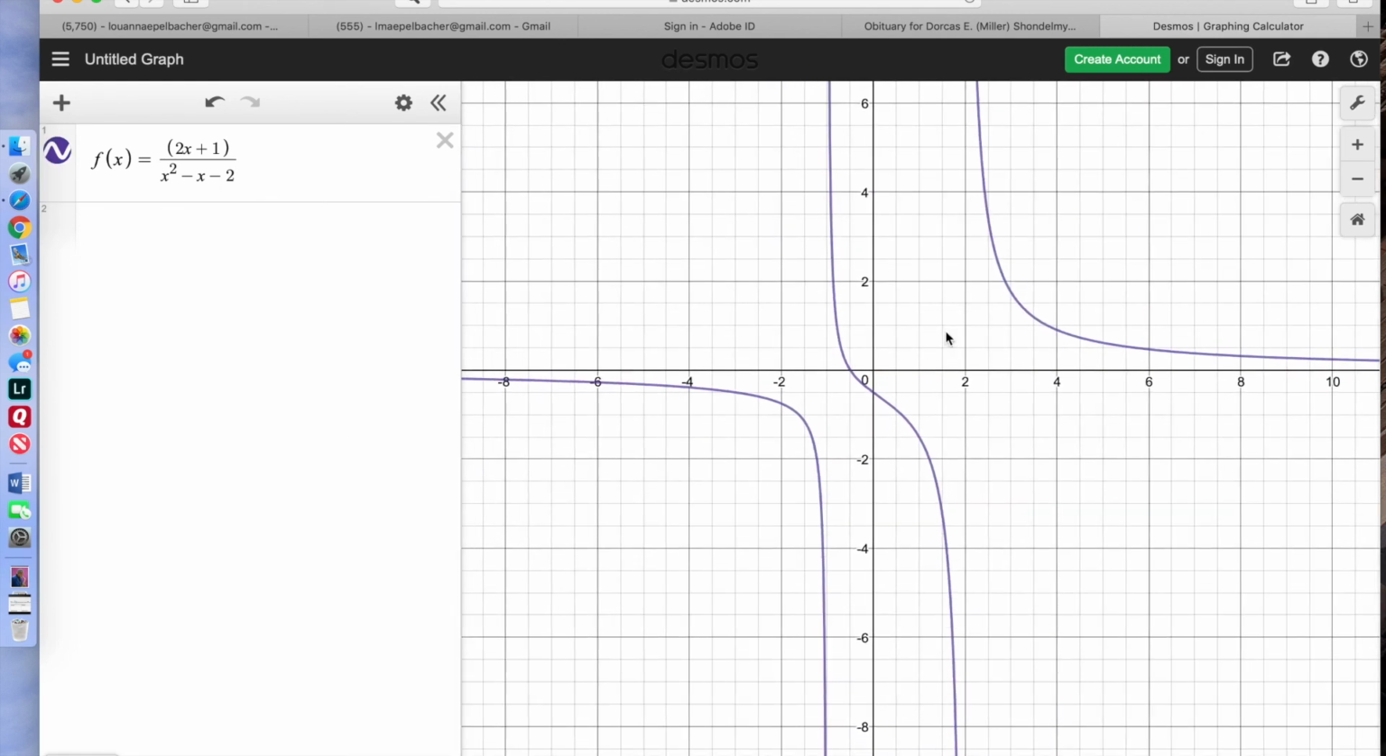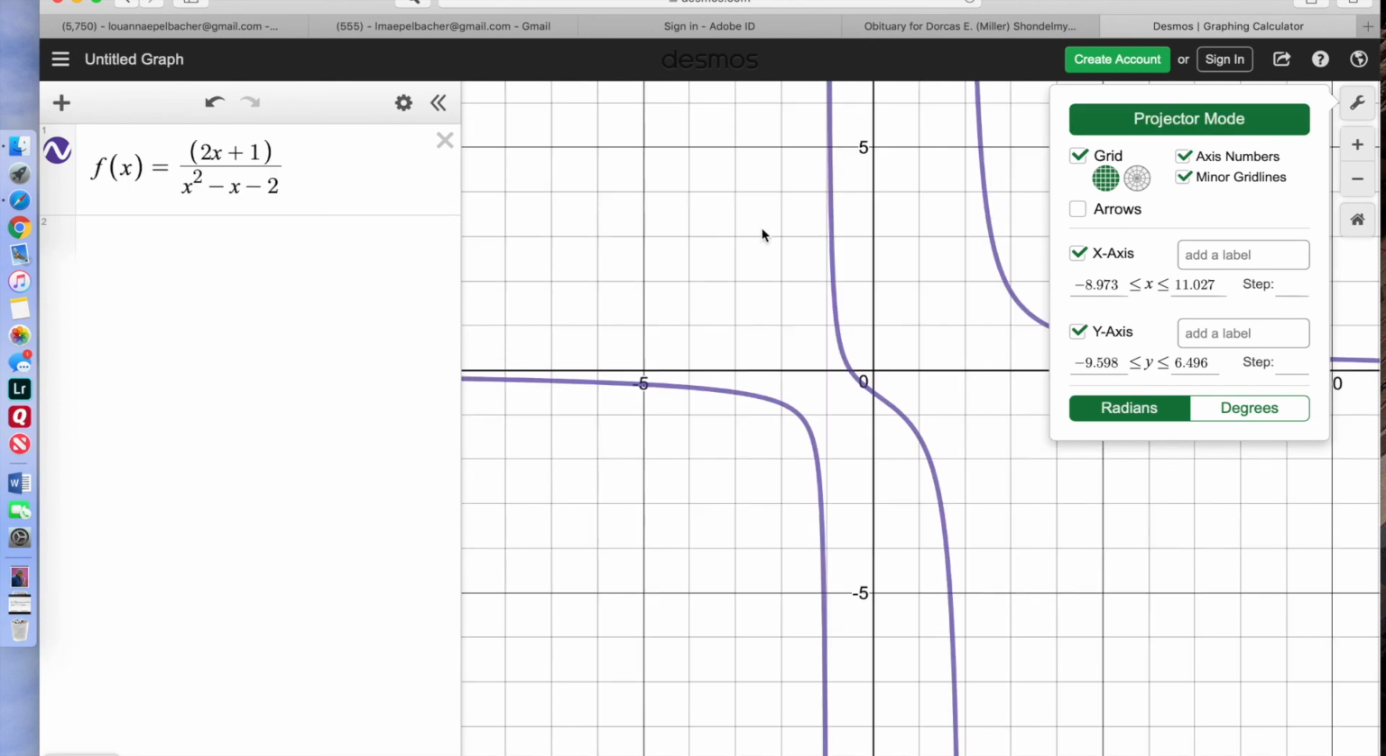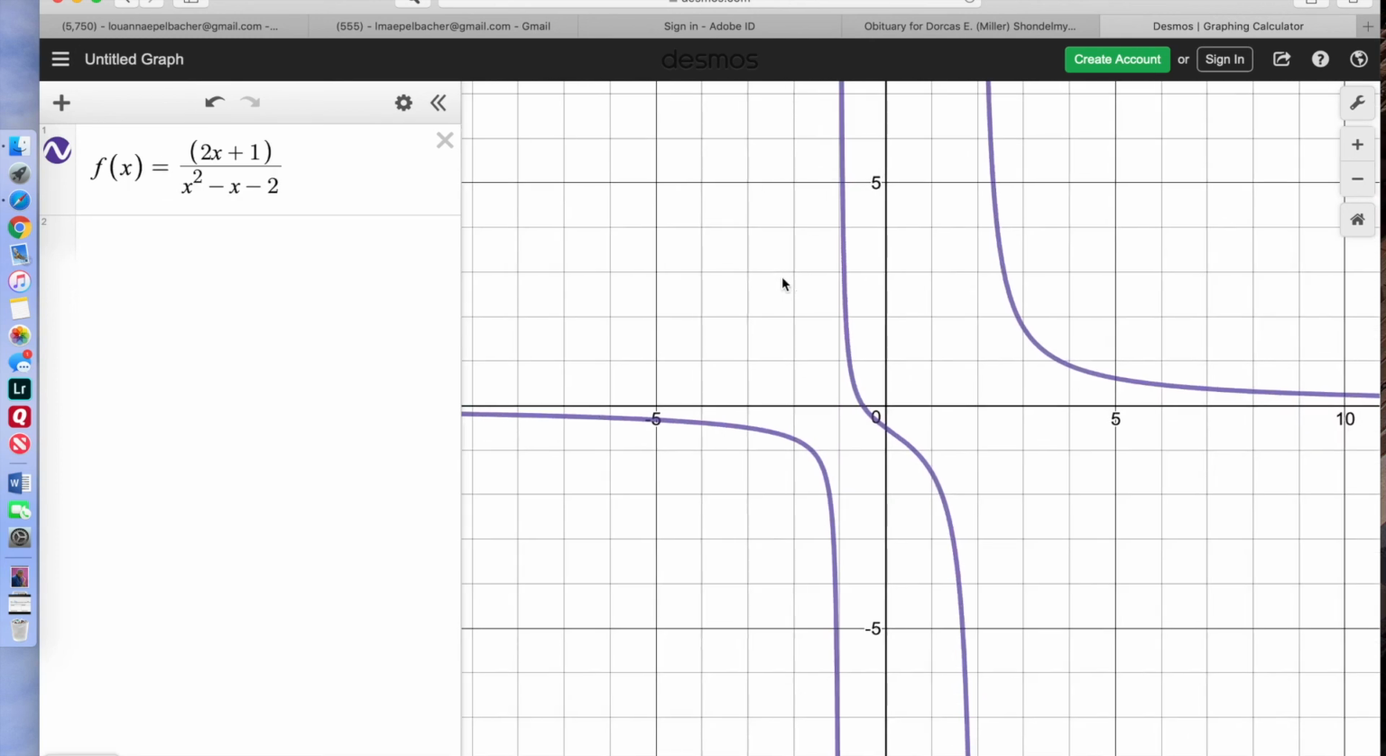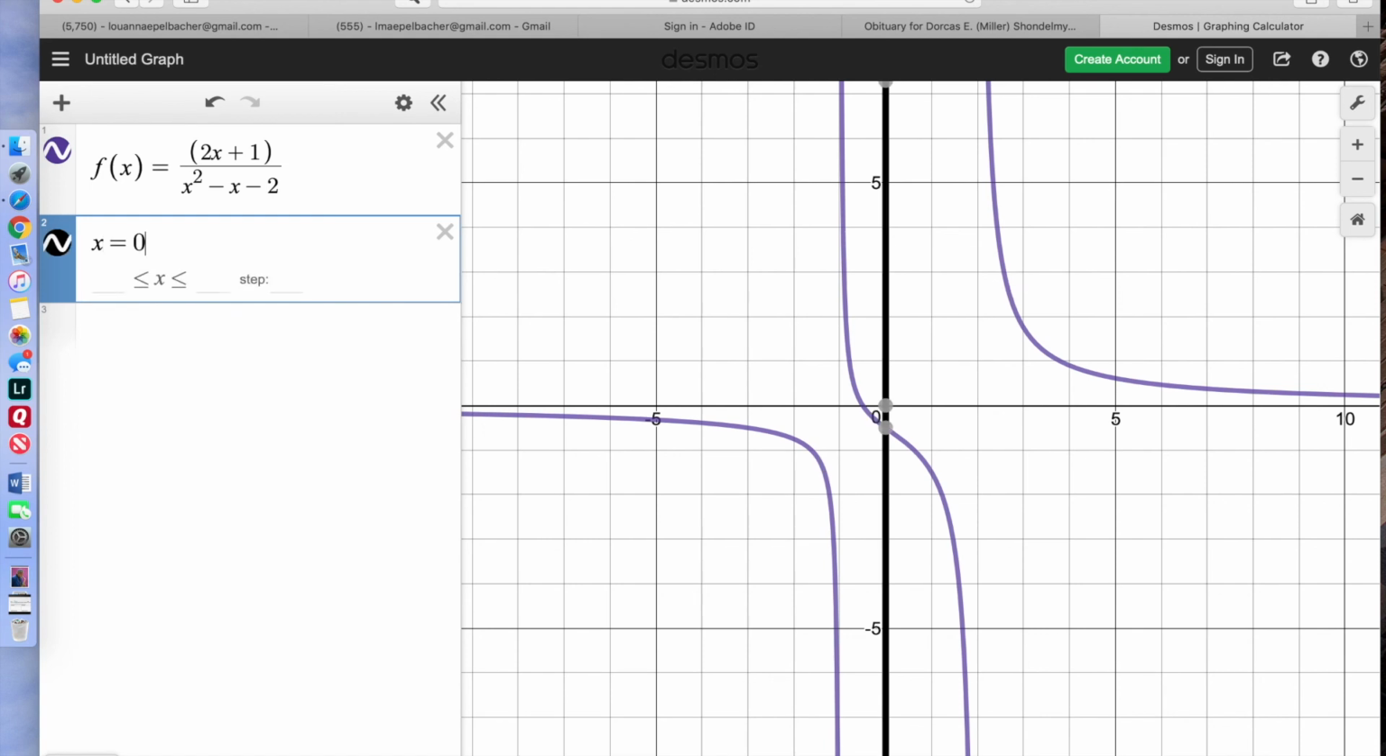So this is how my graph looks. Again, I think I'm going to change this to projector mode for you so you can see it a little bit better. And you have already factored the denominator here, and you see that it's x minus 2 times x plus 1, and so you have vertical asymptotes at x equals negative 1 and x equals positive 2. I'm going to go ahead and draw that in.